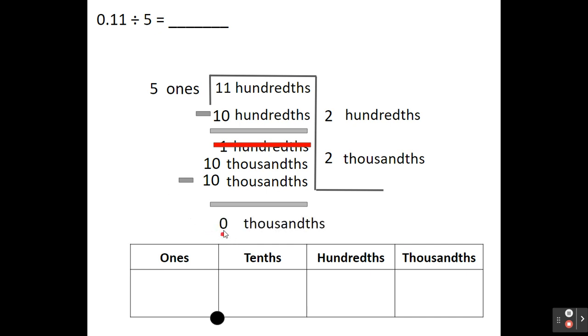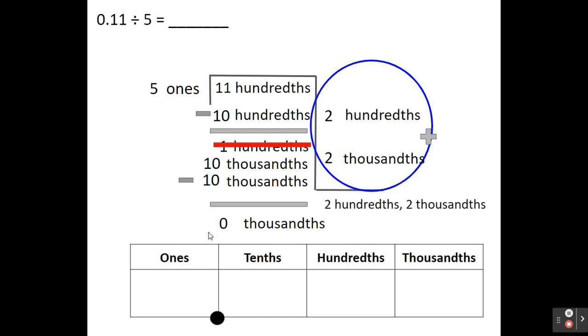Since we got to 0 here, we are done dividing, and we're going to go ahead and add everything to the right. 2 hundredths plus 2 thousandths is going to be 2 hundredths and 2 thousandths. We can rewrite this in standard form by placing a 2 in the thousandths place, a 2 in the hundredths place. There's nothing in the tenths or ones, so we can place a 0. So our answer is going to be 0 and 22 thousandths.